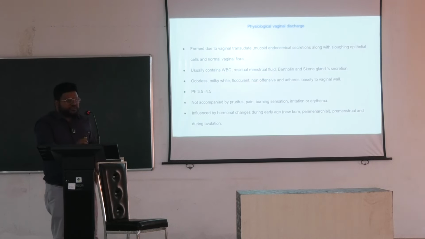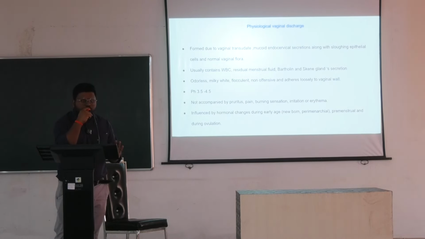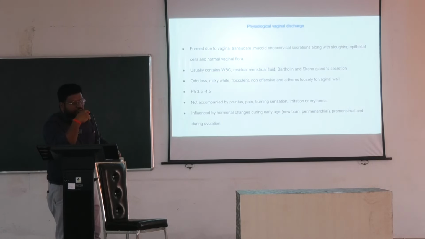These are the properties of physiological vaginal discharge. It is mostly formed due to mucoid endocervical discharge, vaginal transudate, as well as some epithelial cells, and it contains some normal vaginal flora, residual menstrual fluid, and WBCs. The next point is the most important. It will be odorless, non-sticky, milky white, flocculent, and loosely adherent to the vaginal walls. Normal vaginal pH is 3.5 to 4.5, and it will not be accompanied by burning, irritation, itching, or dysuria.